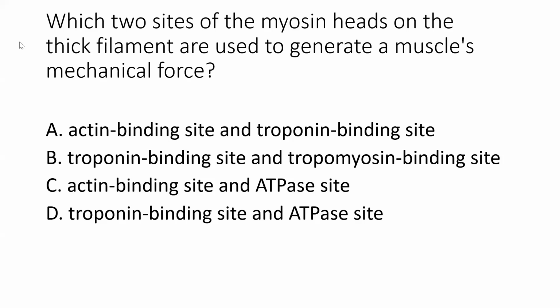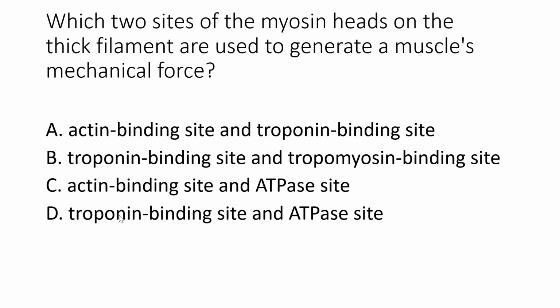So we're talking about the thick filament only. So we're asking basically, what are the two sites on the myosin heads? B, troponin binding site and tropomyosin, so that's not correct either. It's going to be the actin binding site and the ATPase site, okay?